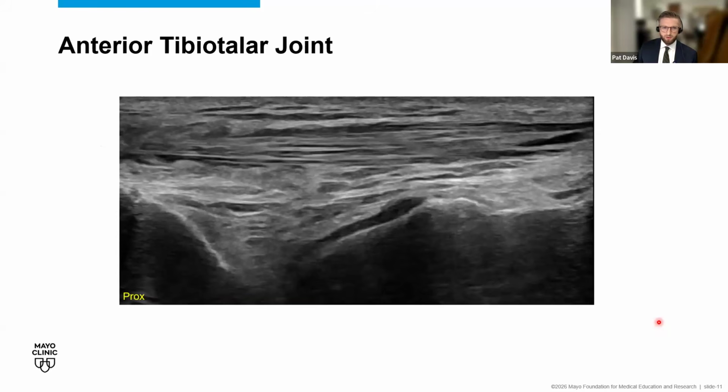So first, looking at the joint space itself. This is viewing the anterior tibiotalar joint. Proximal is to the left, distal to the right. This is a still image in long axis. Here you'll see that as you come down, you have your tibia. Over on the right, this is your talus. And if you're ever confused about where you're at, that thick strip of cartilage, if present, is a good landmark to tell you that you are looking at the talus. Over top, we have our tibialis anterior tendon here.